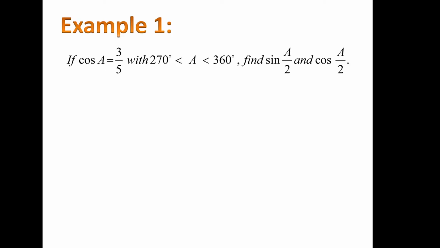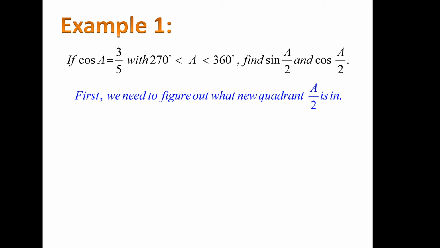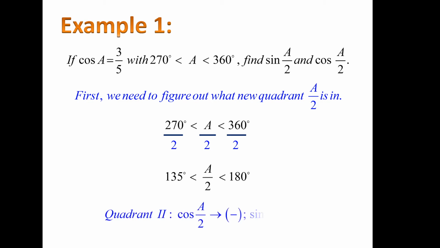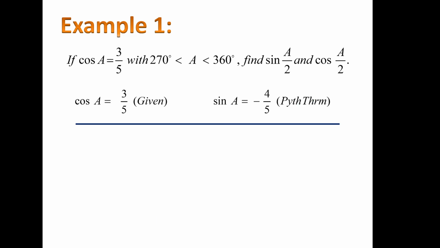Now to look at that. If cosine A equals 3/5 and angle A is between 270 and 360, you want to find the ratios of sine of A over 2 and cosine of A over 2. First, find where the half angle is, by dividing the given domain by 2. The half angle is located in quadrant 2. In quadrant 2, for cosine and sine, one is negative and the other is positive. Given that cosine A is 3/5, sine A is negative 4/5, which we find using the Pythagorean theorem.